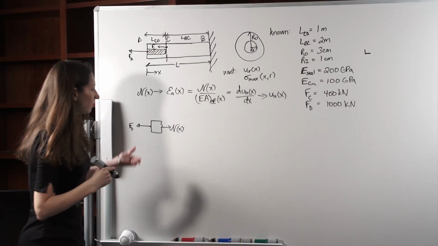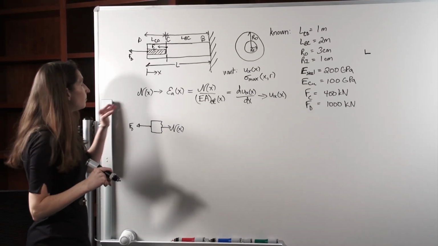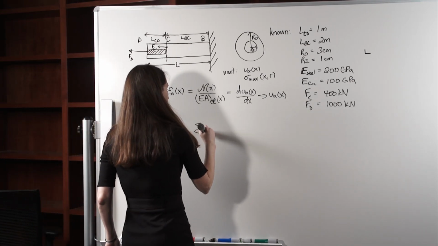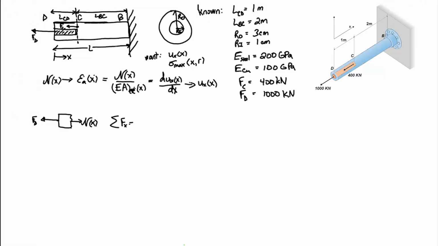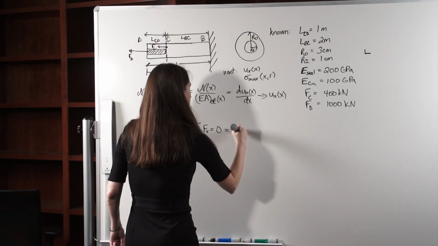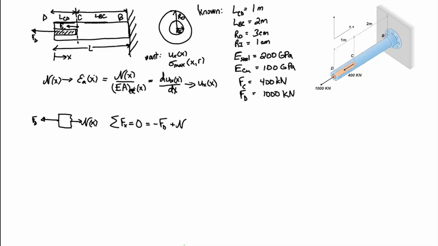Okay, and when we're finding our axial force, it doesn't care about the composition of the bar, so we don't need to worry about the core and the sleeve. Okay, so we just write down our equilibrium. Sum of the forces in x is equal to 0. So then we have minus Fd plus n of x. Right, so that's nice and easy. We have that n of x is equal to Fd. And let's just note down that this is in section CD.